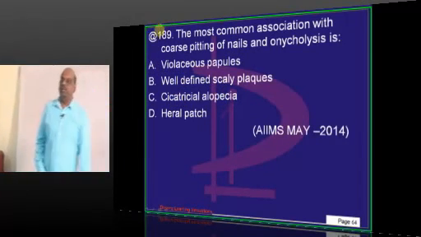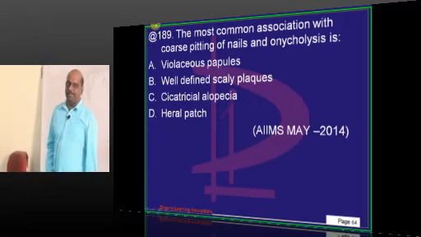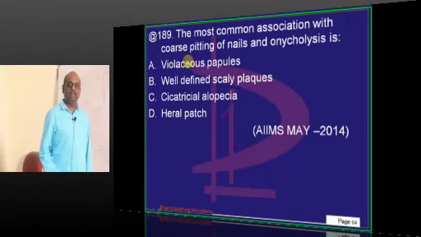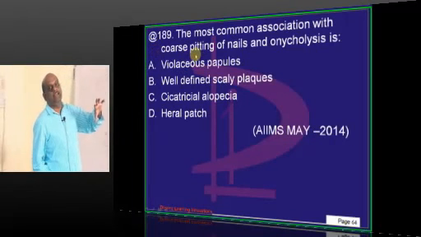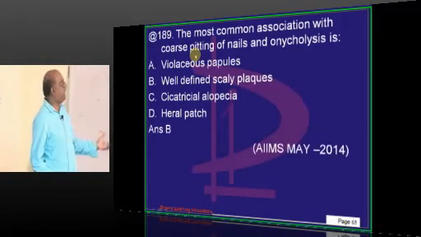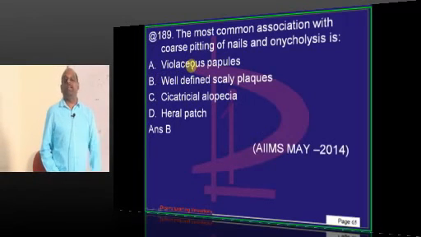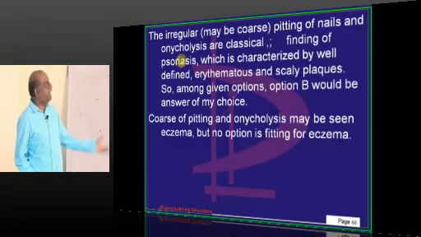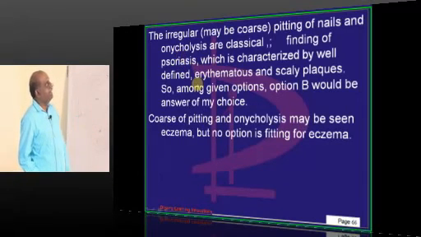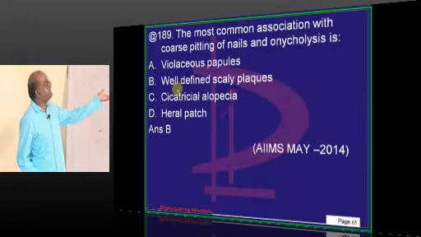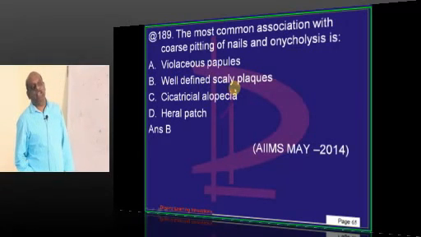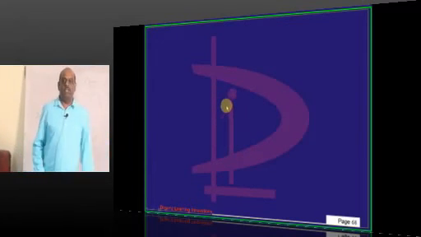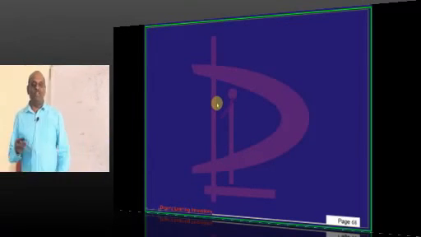So you are expecting some image based MCQs in the future, APPG, TNPG, Kerala PG. Questions will be simple like this. Then coarse pitting of nails with onycholysis. What is the most likely etiology? So basically psoriasis. Psoriasis may have pitting of nails, onycholysis, right? So naturally psoriasis is recognized because of well defined scaly plaques becomes the answer. Then that is all. Last 12 questions, no student could recall what were there.